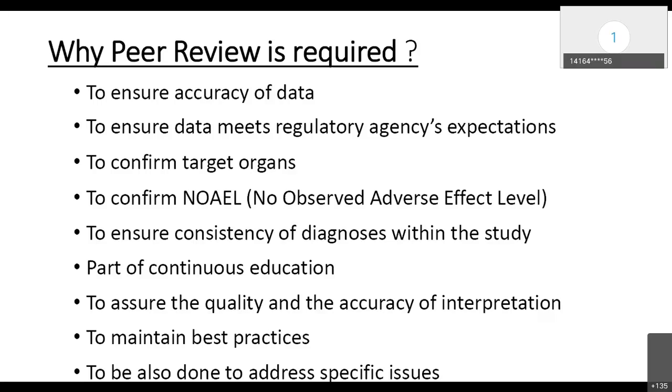And sometimes it is also done as a part of continuous education. So when junior pathologists are examining slides for the first time or in their early career, peer review would be a part of continuing education for them. And that will also ensure the quality and the accuracy of the interpretation. It also helps to maintain the best practices. And peer review is also done in case any specific issues are to be addressed.